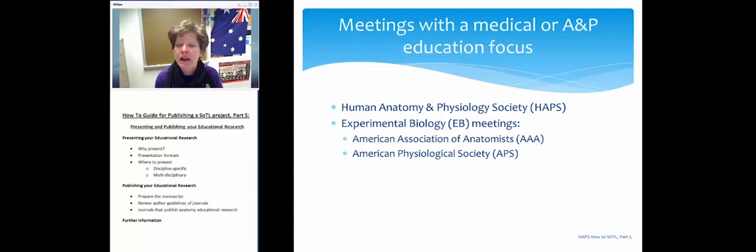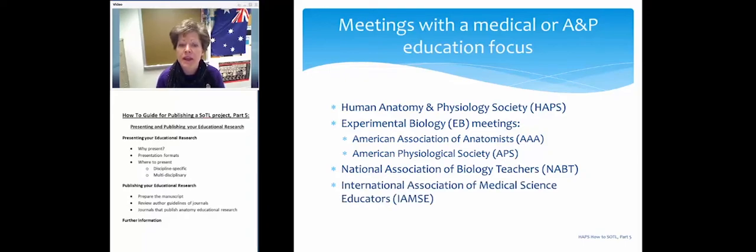The Experimental Biology meetings that are held every March or April include a variety of individuals from the American Association of Anatomists, the American Physiological Society, and a couple of other scientific organizations. There are traditional bench research presentations, but there are also multiple education research presentations as well, so this is a much larger venue.